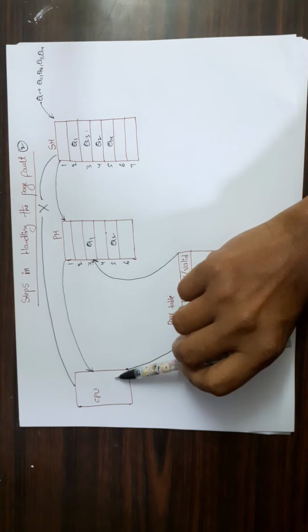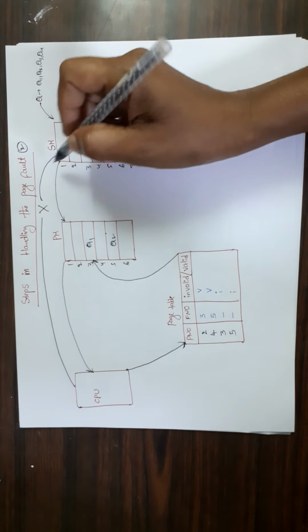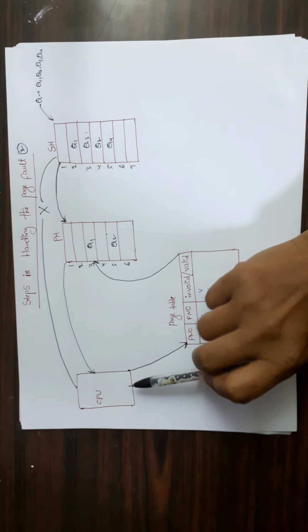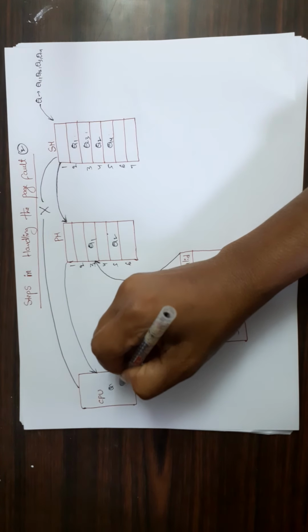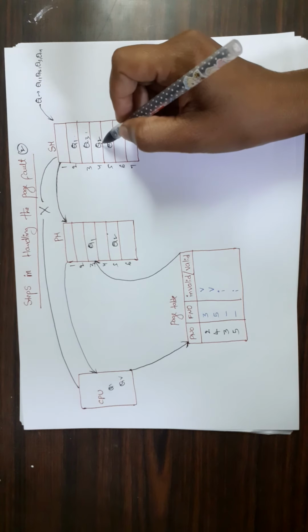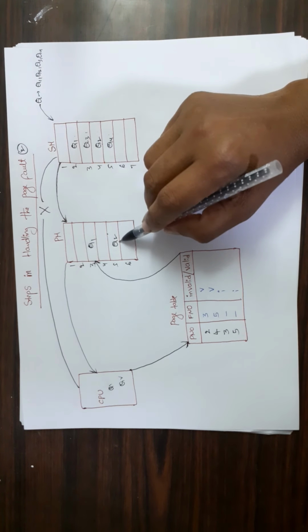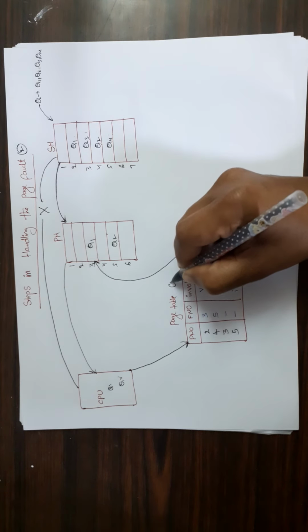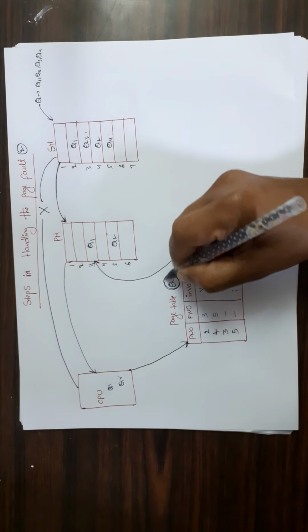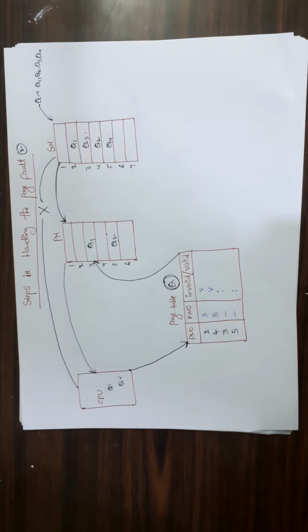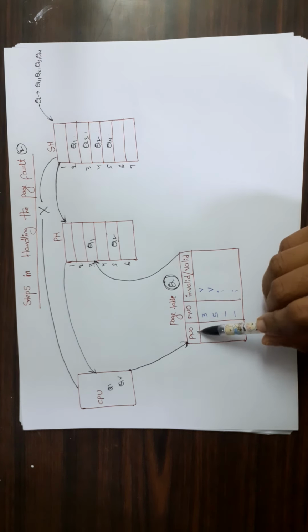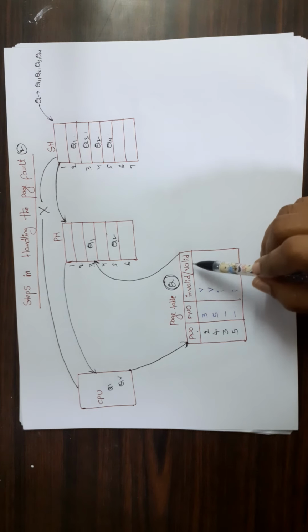Now the CPU wants to execute Q1, so Q1 should be brought from secondary memory to primary memory. Now the CPU wants to execute Q2, so Q2 should be brought from secondary memory to the primary memory. Here we will maintain a page table for each and every process, right? So for process Q also we will maintain a page table. In the page table we have 3 columns: page number, frame number and valid and invalid bits.